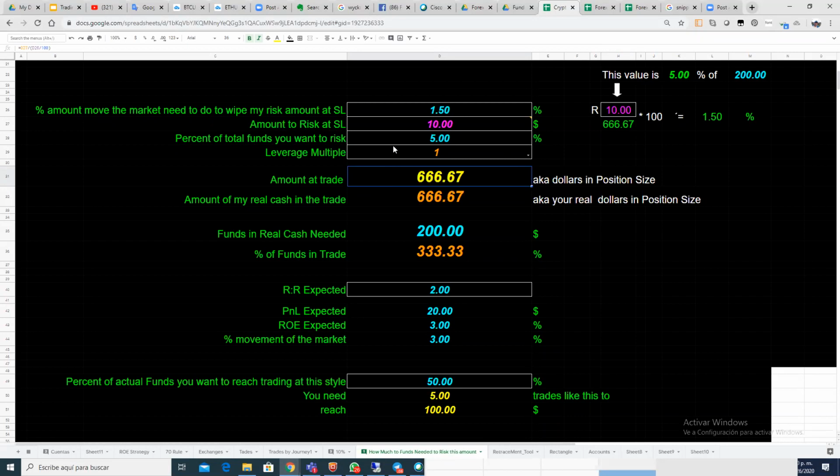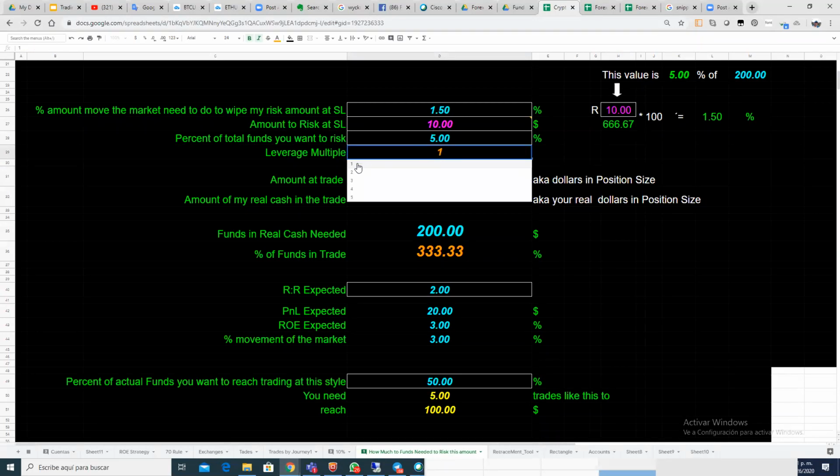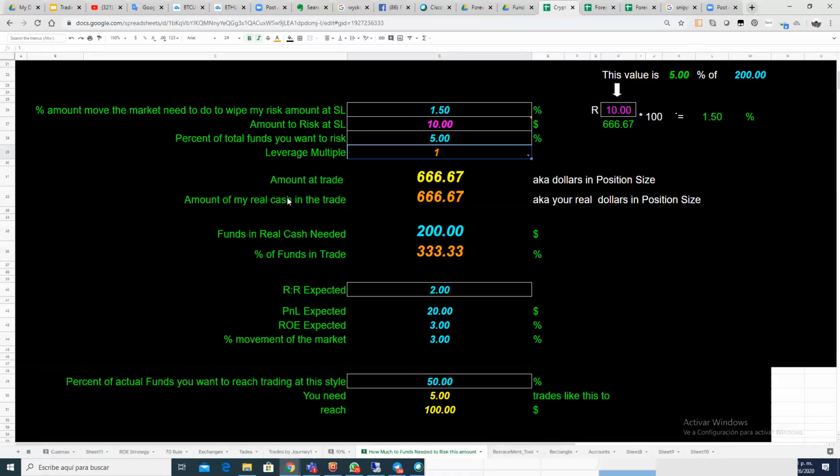And now, let me explain this little number, this multiplier that I love to use over here. Assuming I am not using leverage, which is a multiple of 1, the amount of my real cash at trade will be 666. But here my tool has a discrepancy because it is telling me that the funds in real cash are 200, so I couldn't take this trade because I would need at least this amount, but it's fine. Let's see how I can adjust my trade within the constraint of my real amount of money at hand.